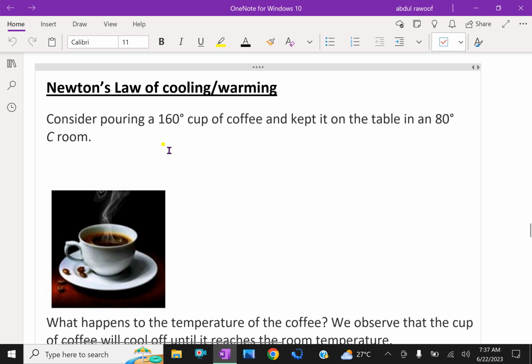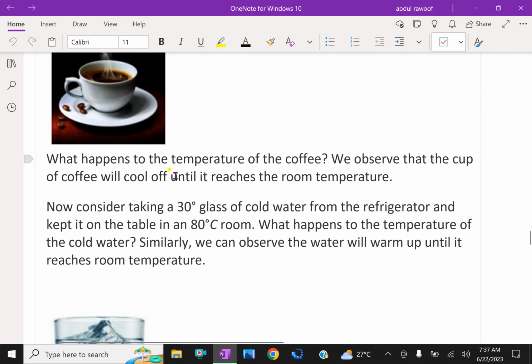Consider you are pouring a 160 degree Celsius cup of coffee and keeping it on the table in an 80 degree Celsius room. That means the higher temperature coffee is kept on a table in a room at 80 degree Celsius. What happened to the coffee? It's cooling. What happens to the temperature of the coffee? We observe that the cup of coffee will cool off until it reaches the room temperature.